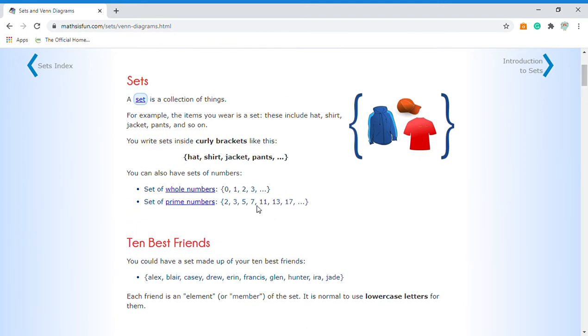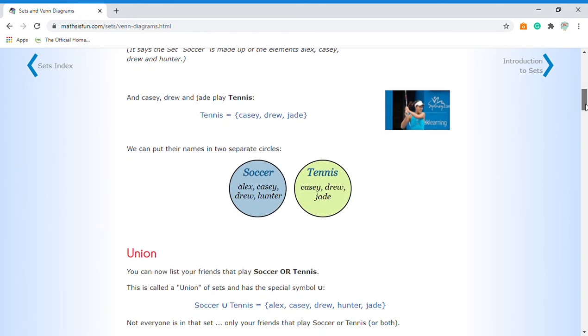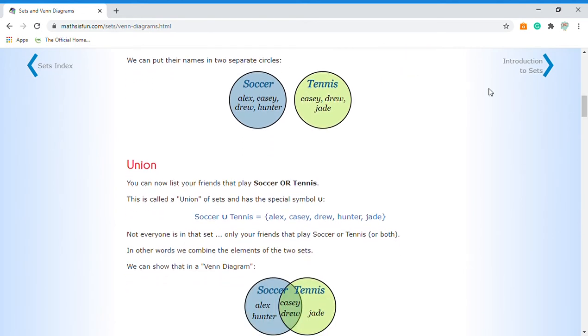You can also have sets of numbers, like whole numbers. We haven't done whole numbers and prime numbers. That is not really for you. As long as you guys know that a set is a group of things, like stationery can be a set because you have your pencil, your eraser, your ruler, your whatever. Sets are just a group of things. As long as you have the knowledge of that, then we know enough about sets so far. You could have a set made up of your 10 best friends. Okay, good.